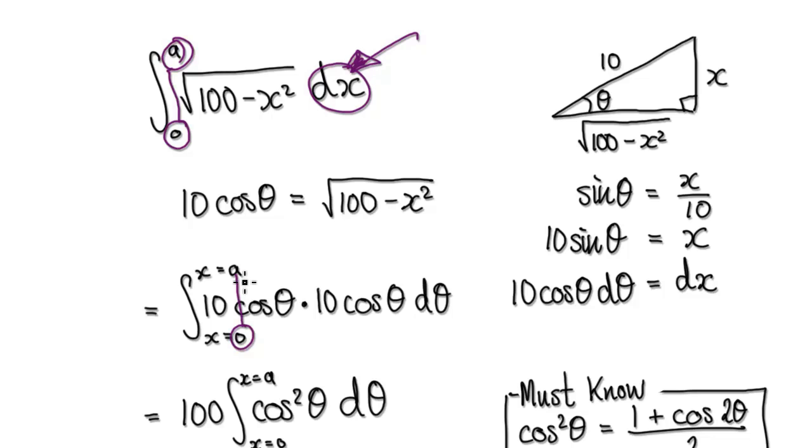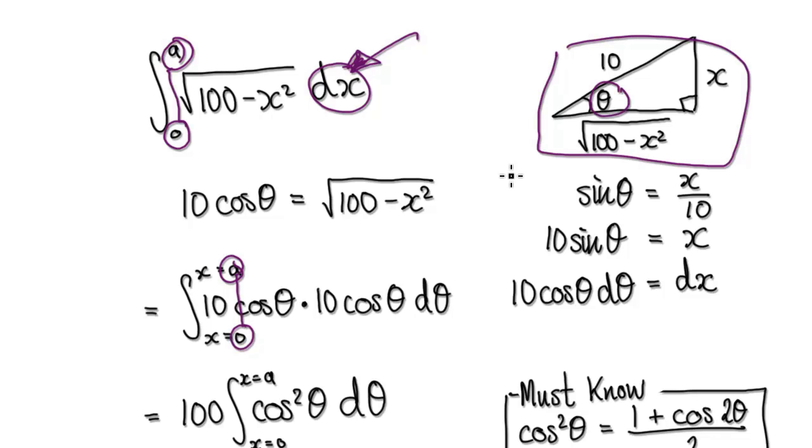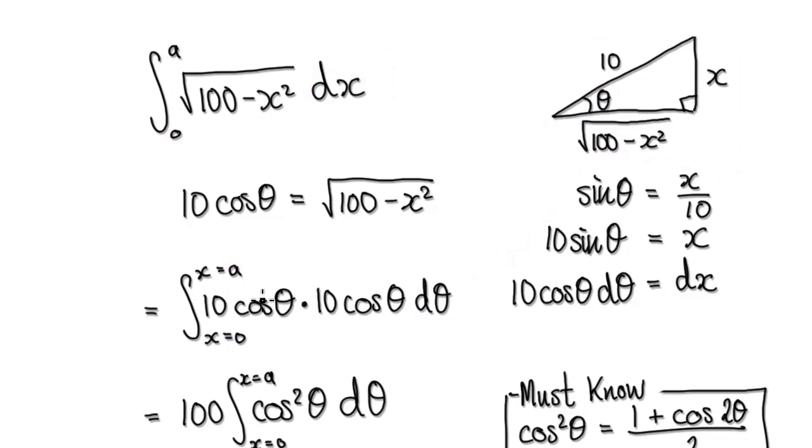So from 0 to a. But then because we use this technique, we substitute everything in terms of theta. So now we are working in the d theta world. So later on we need to convert all these thetas back into x.